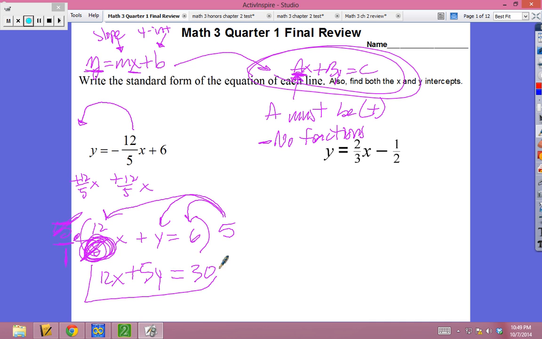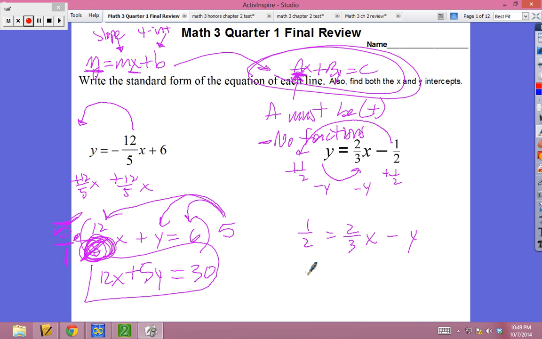Okay, now, this 12x plus 5y equals 30 is the exact same as 12/5 x plus y equals 6. But they like it in standard form. They don't like any fractions. So this next one, because my x's are already positive, I'm moving the y's over here. So I'm going to minus y, and I'm going to move the negative 1/2 to the left. I'm going to add 1/2 to this side, and I'm going to add 1/2 to this side. So on this side I got 1/2, and on the other side I got 2/3 x minus y.